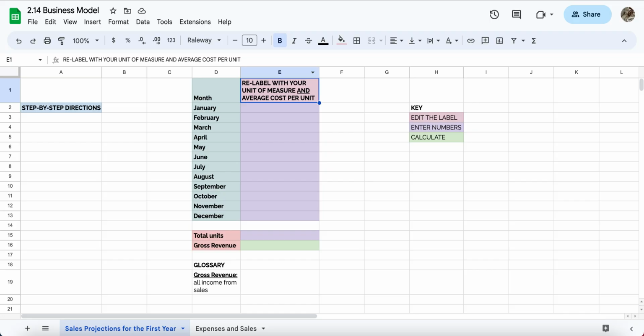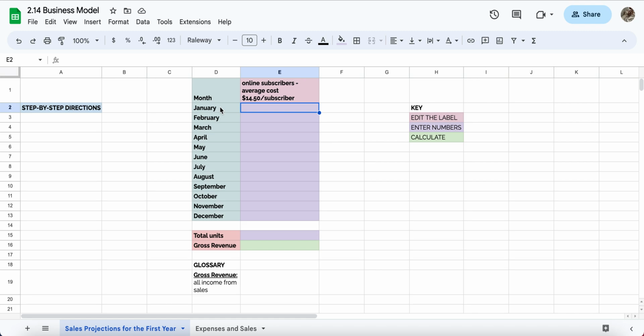So I need to go back and relabel here, and I'm going to label this online subscribers. Average cost is $14.50 per subscriber. So now I have my unit of measurement and average cost, so that when we go and do math later on, we can figure out how much I have earned through online subscribers throughout the year.